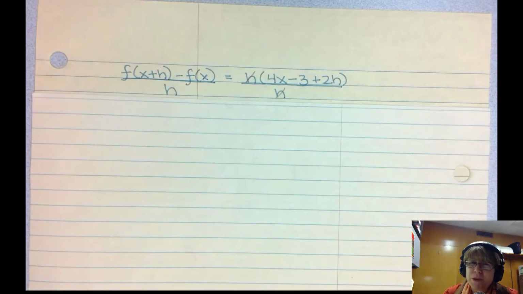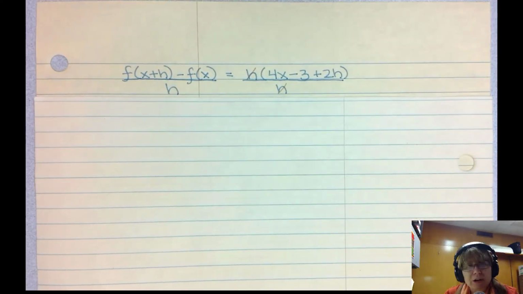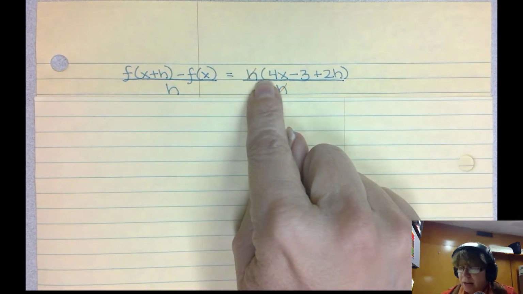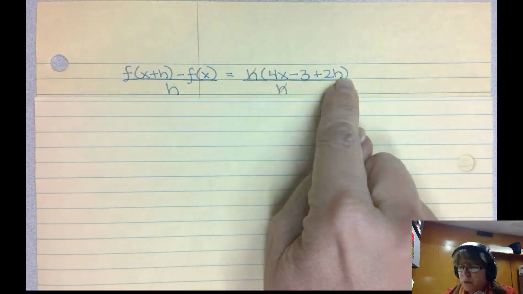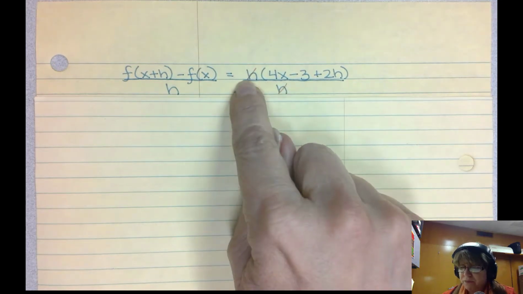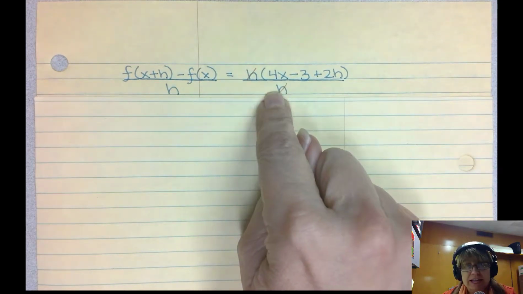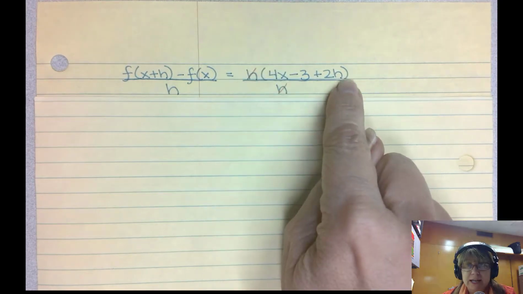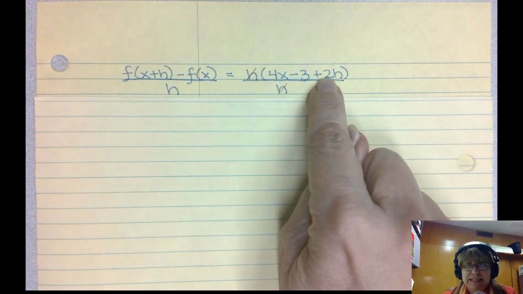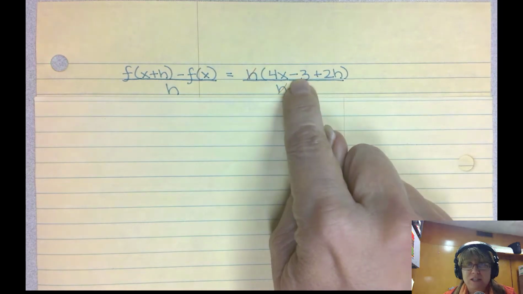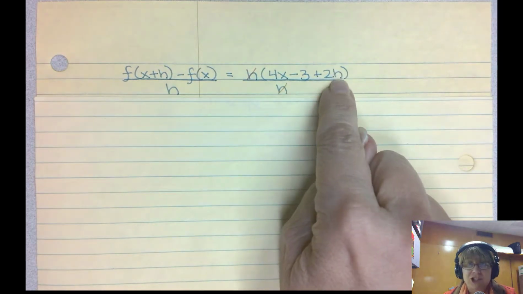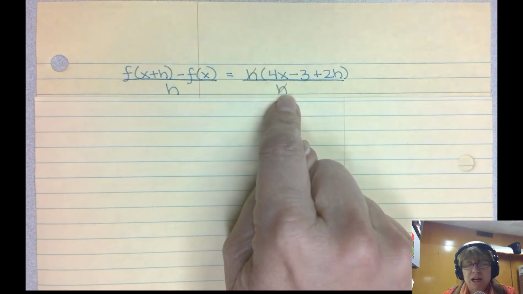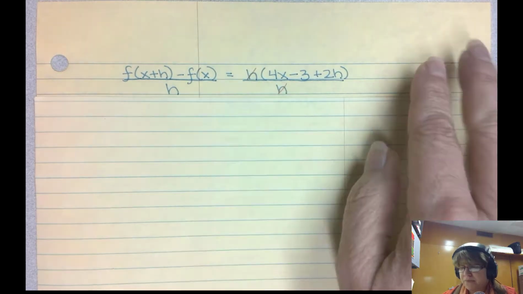Oh, you thought we were done. Nope. We need to now put it all over h. So I have h times 4x minus 3 plus 2h, all over h. The h out in front and the h down in the denominator cancel out. Do not cancel out this other h. It is connected with some other addition and subtraction, so you can't get rid of it. It has to be factored out first to be able to cancel it out.